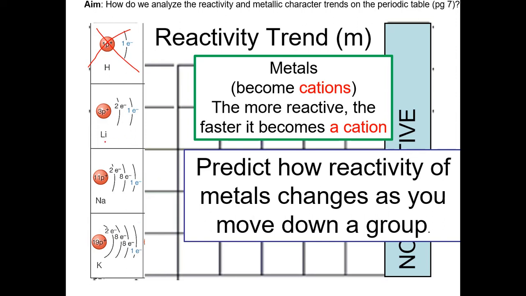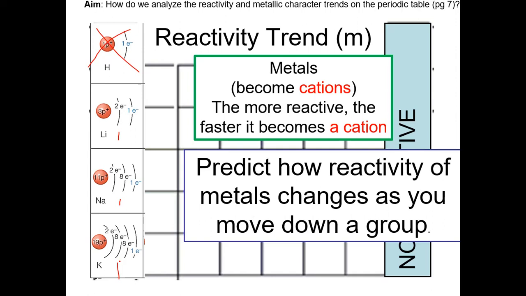What is the effective nuclear charge of lithium? That would be 1. Sodium is also 1, and potassium is 1. So the effective nuclear charge is constant within the group. This means that the strength of the nucleus felt by the valence electron is roughly the same for each element.